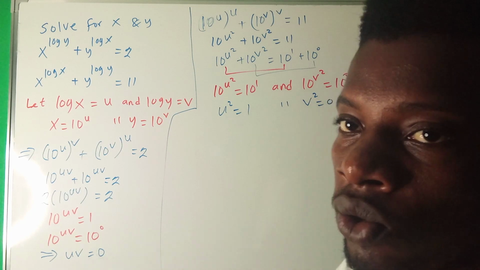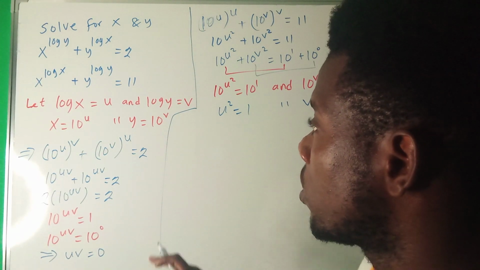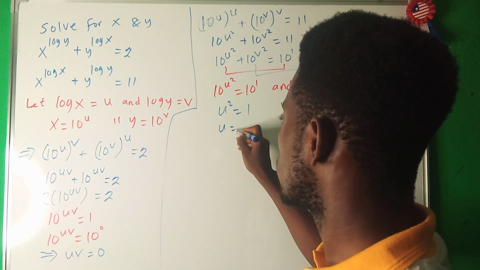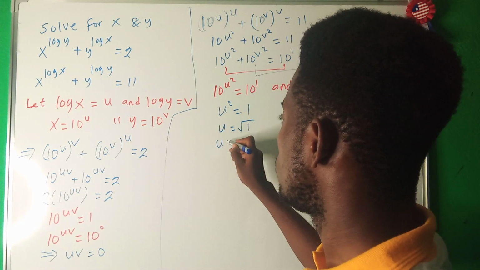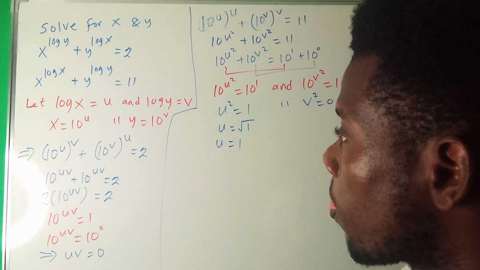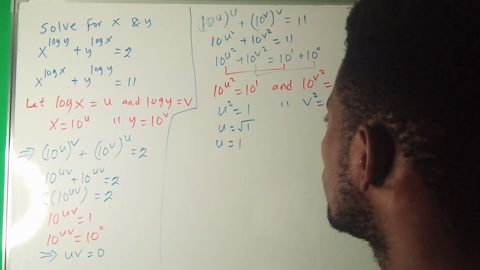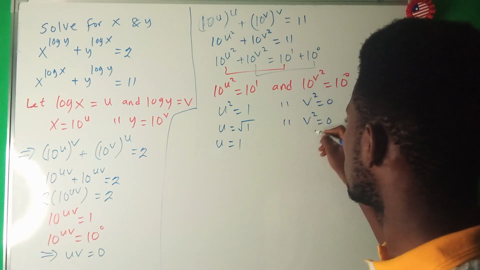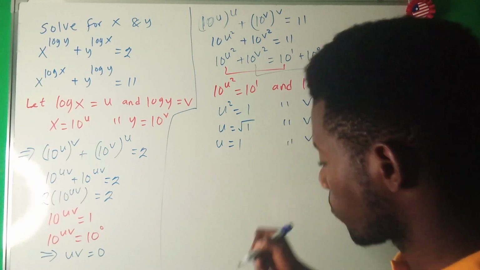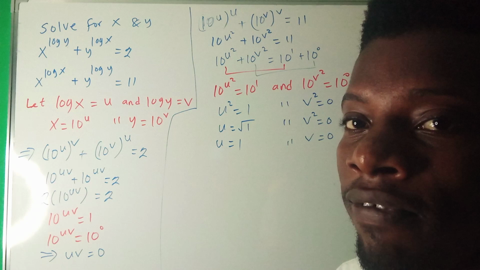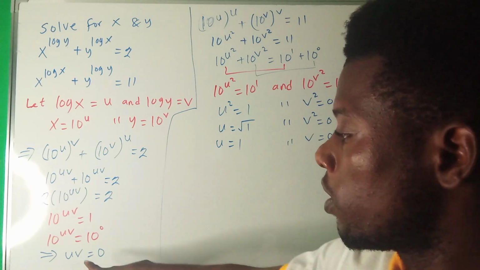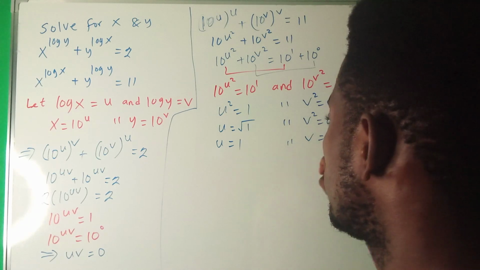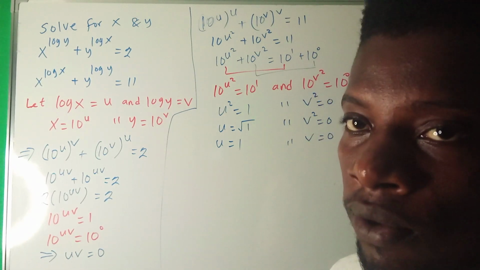If I solve for u, I'm going to take the positive values of u because I said log x should be equal to u. So I'll have u is equal to the square root of 1, and u is equal to 1. And then if I solve this, I'll have v squared is equal to 0. So v is equal to 0. U is equal to 1 and v is equal to 0. Because uv, according to the first equation, uv is equal to 0. So if we multiply u and v, we are definitely going to get 0.